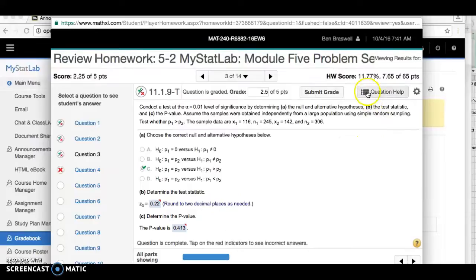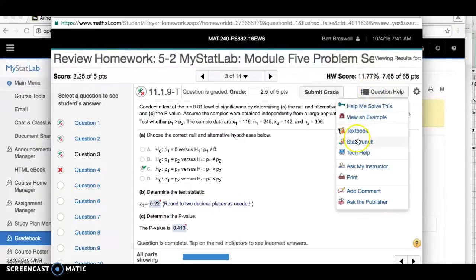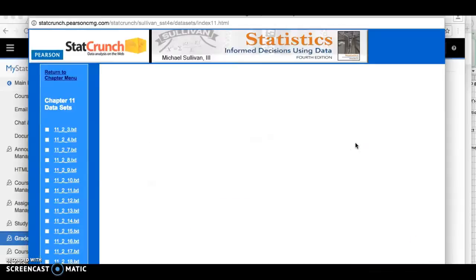One of the things that you should do is go over to question help and open up StatCrunch. When I open up StatCrunch, I'm going to use the numbers that are right here: the alpha of 0.01, the type of statistic you're looking for, and the type of hypothesis you're trying to test. And then the sample data, since we have 2 different samples, X1, N1, X2, and N2. All those things will go into StatCrunch when we open it up.